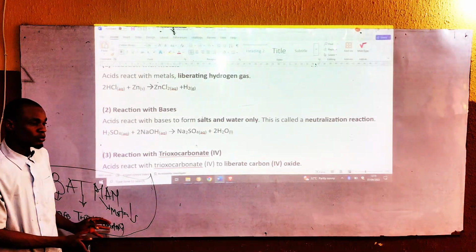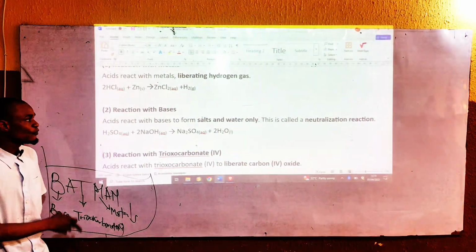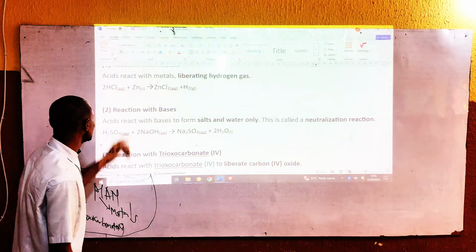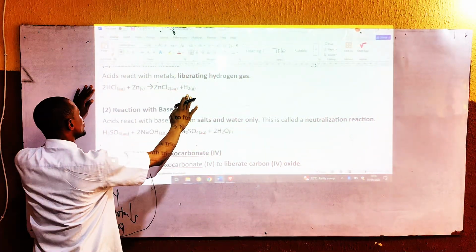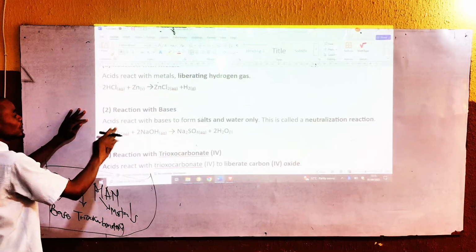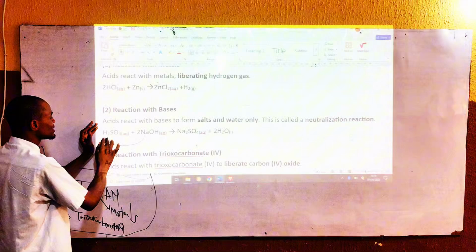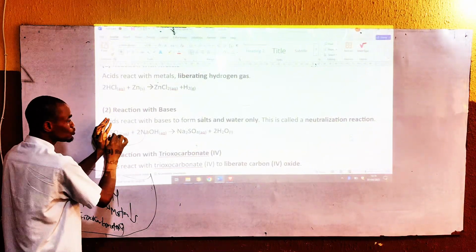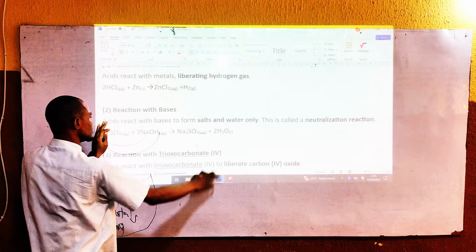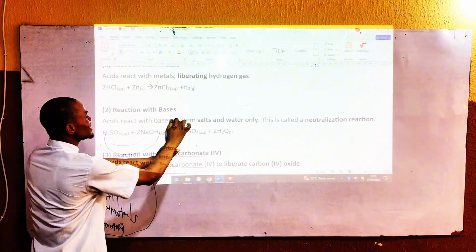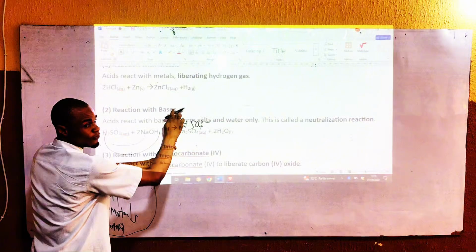After you have the metal, you form salt and liberated gas. After you have the base, we form salt and what? Water. And this is your example here in HCl, this is your metal. How can you combine this? You say this one combines with this one, and this H2 combines with this to form H2. Now, when you combine this, write them as the ions, Na plus, SO4 2 minus.